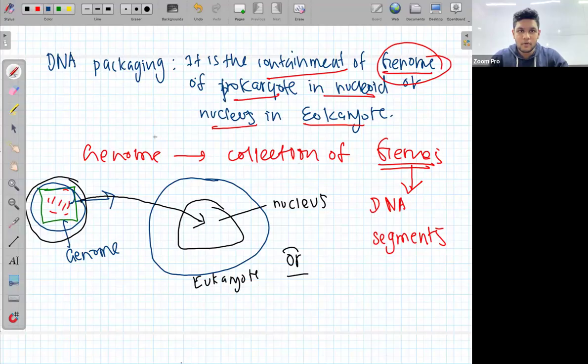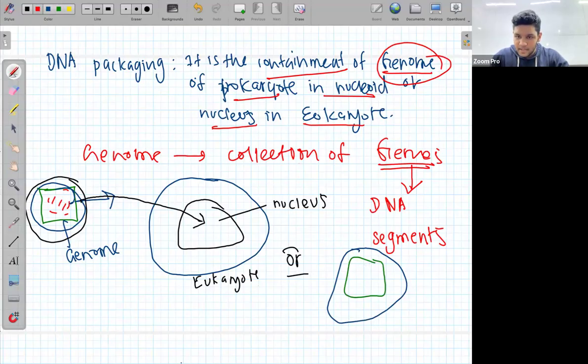Now let's take a prokaryotic cell, a bacterial cell. Now this is the bacterial cell. As I initially said, in a bacterial cell, what is a nucleoid? The location where the DNA segments are present in a prokaryotic cell. There the DNA will be present in a circular manner. Now what is this? This is a prokaryotic cell.